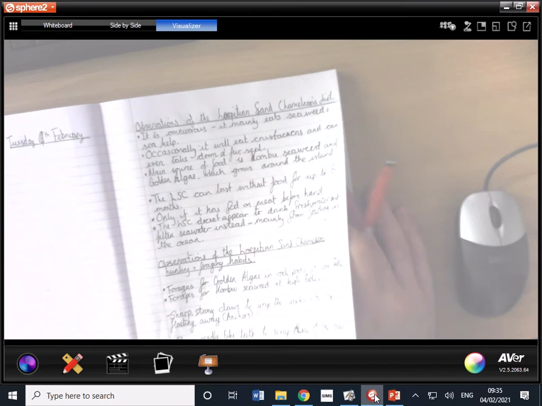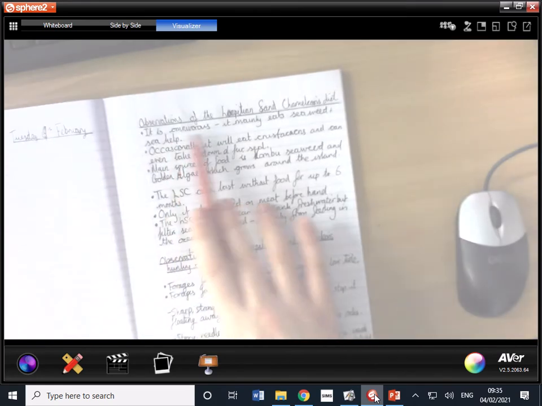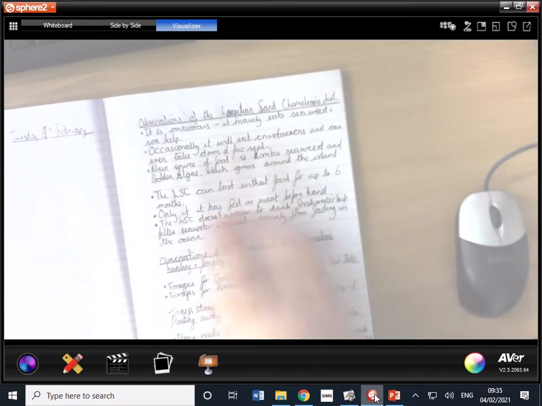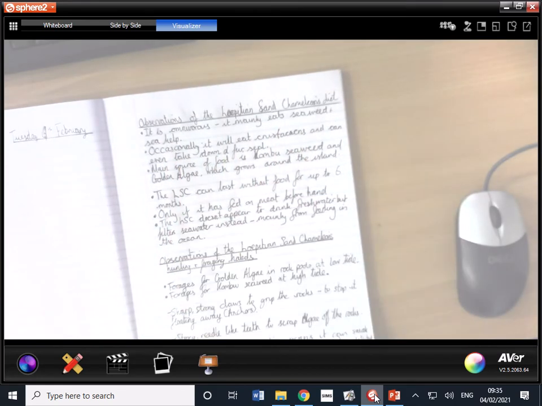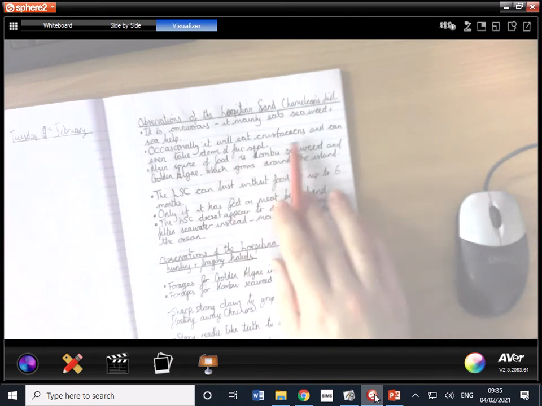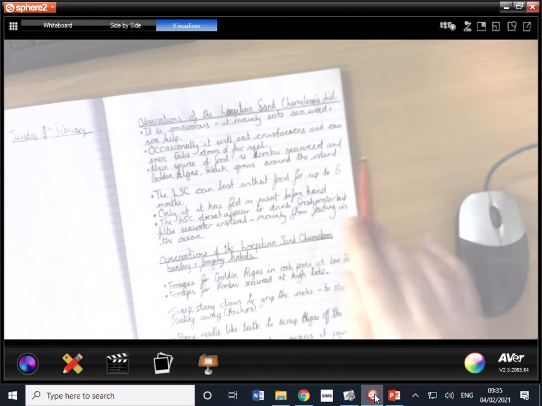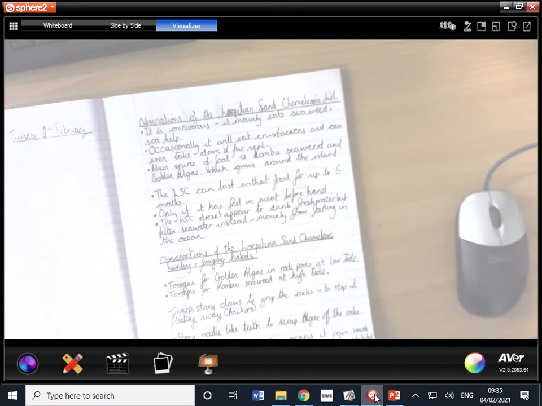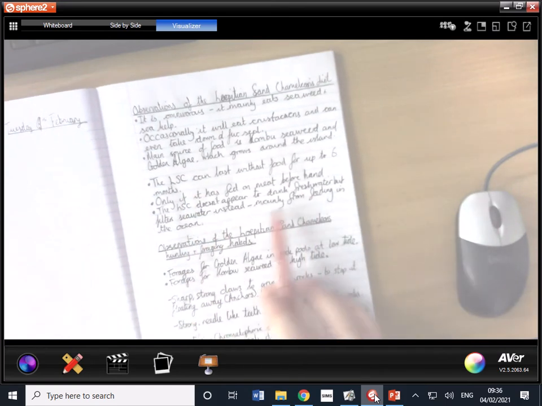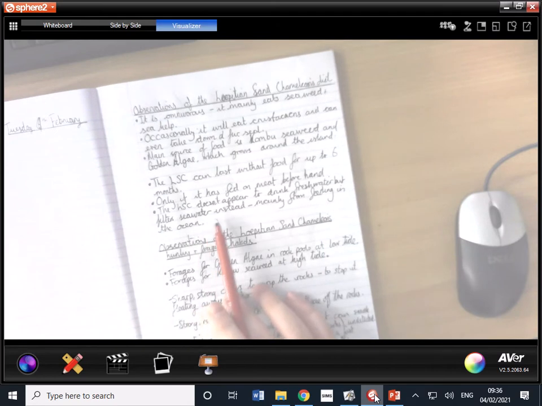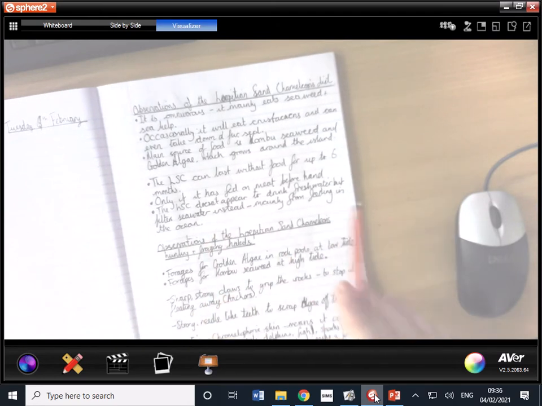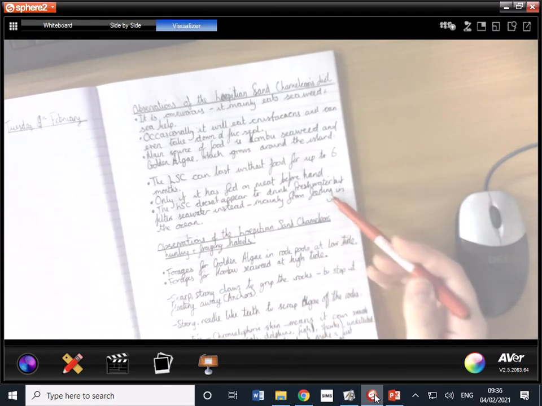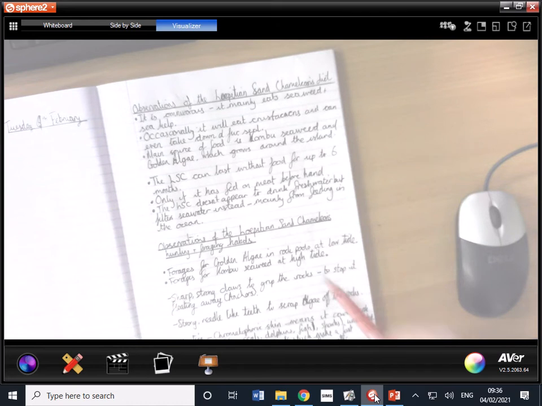Okay, so just to remind you, mine was omnivorous, but it mainly eats seaweed and sea kelp, but then occasionally eats crustaceans and fur seals. But its main source of food is kombu seaweed and golden algae, which grows around the island. Can last without food for up to 6 months, only if it has fed on meat beforehand though, and it doesn't appear to drink fresh water but filter seawater instead, mainly from feeding in the ocean. Now I'm going to tie this into a unique adaptation later on. I'll explain them.